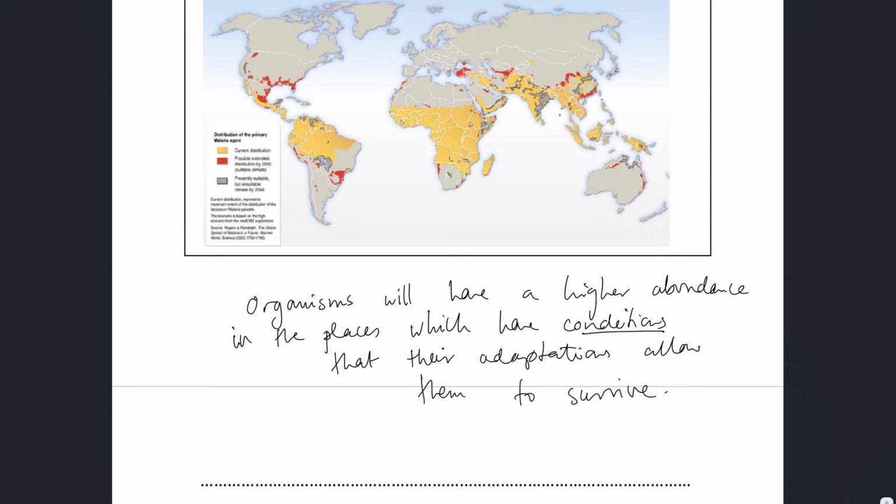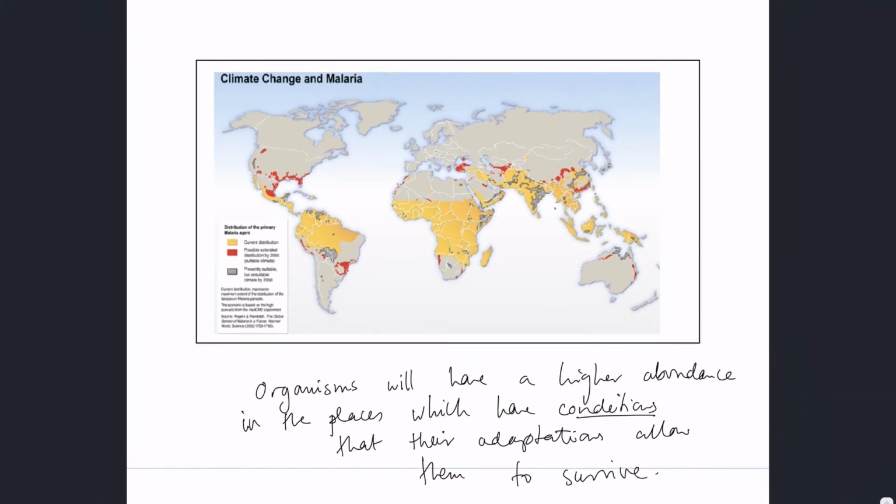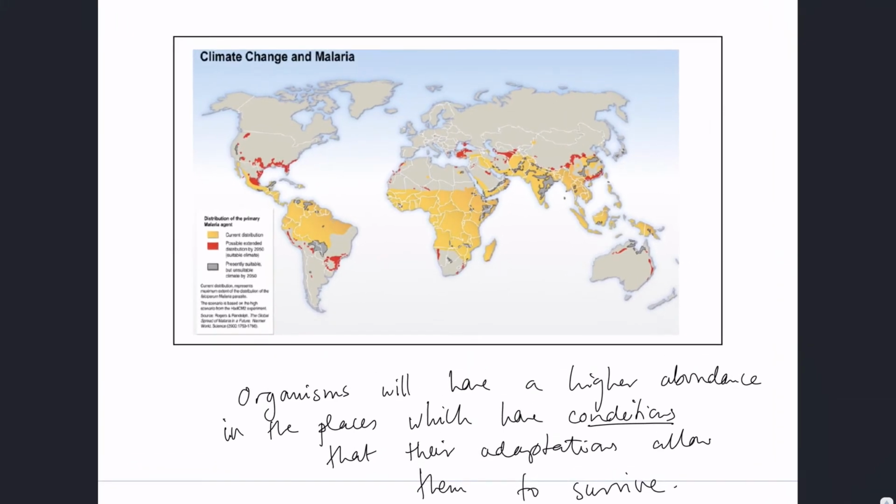a particular set of abiotic and biotic conditions. You take that polar bear somewhere else with a different set of conditions, and that population of polar bears will not be able to survive there, so their abundance will go down.